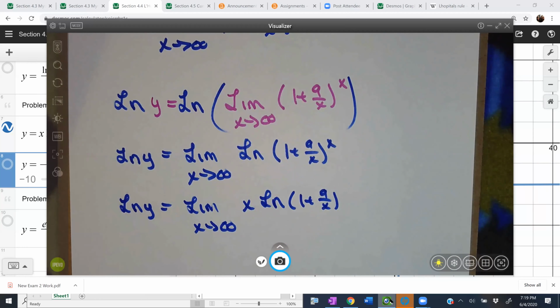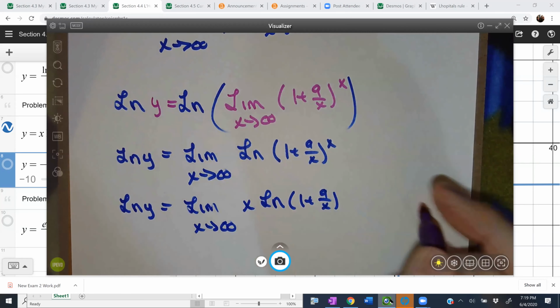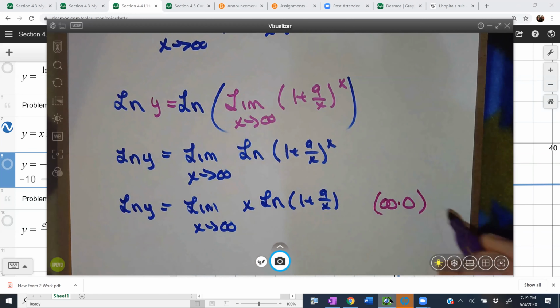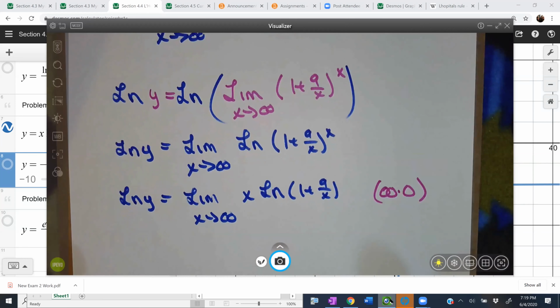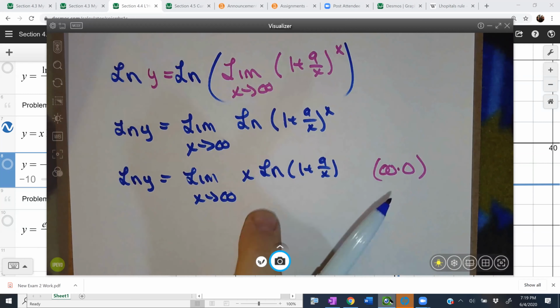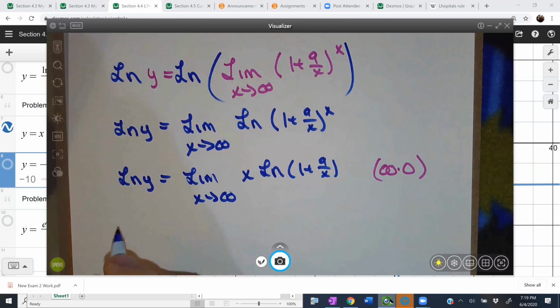And this is again an indeterminate form. I've gone from 1 to the infinity to infinity times 0. So it's still indeterminate, but can I apply L'Hopital's rule yet? No, can't apply L'Hopital's rule yet. But at this point, you have seen a trick that does work for us. What works? What do you think I can do here?